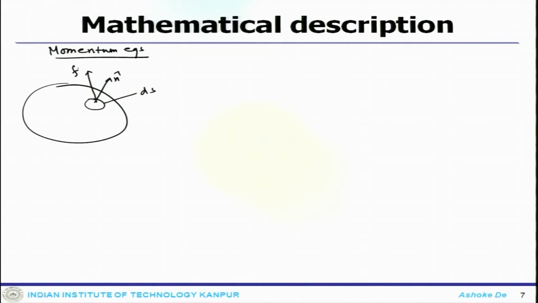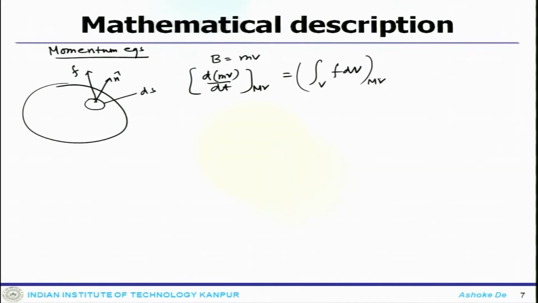So, for this kind of element, now for the continuity equation your system would be... now B would be mV. So, then this should be d(mV)/dt for the material volume equals to integral of f dV for the material volume. So, this I can write as an integration of f dV.